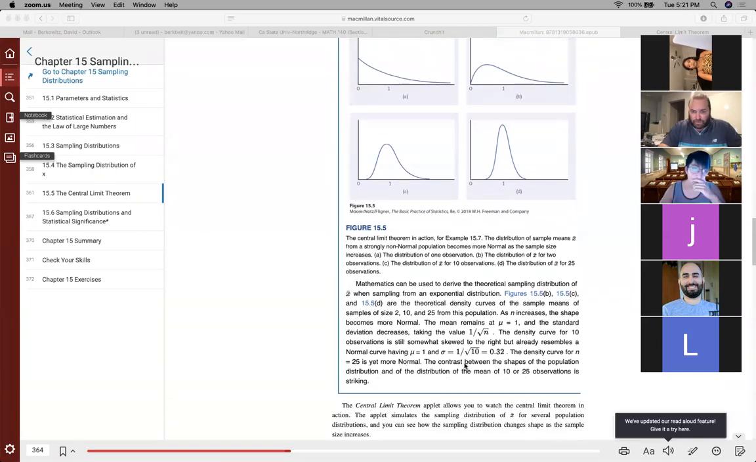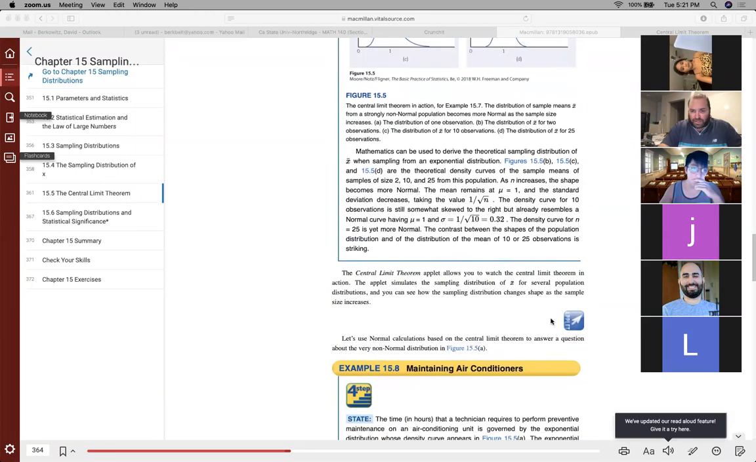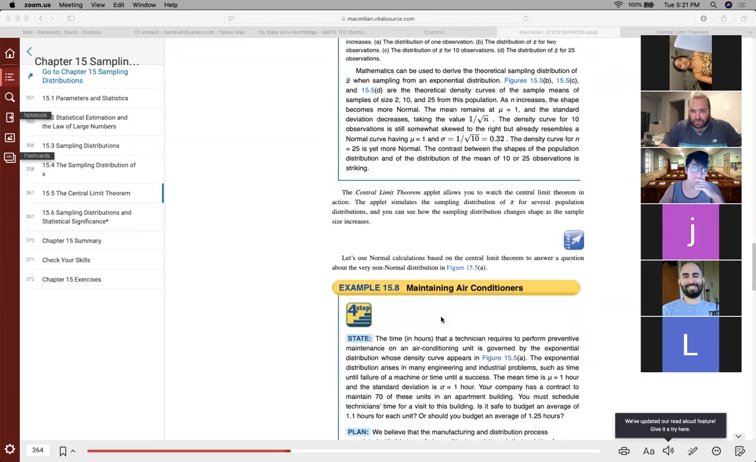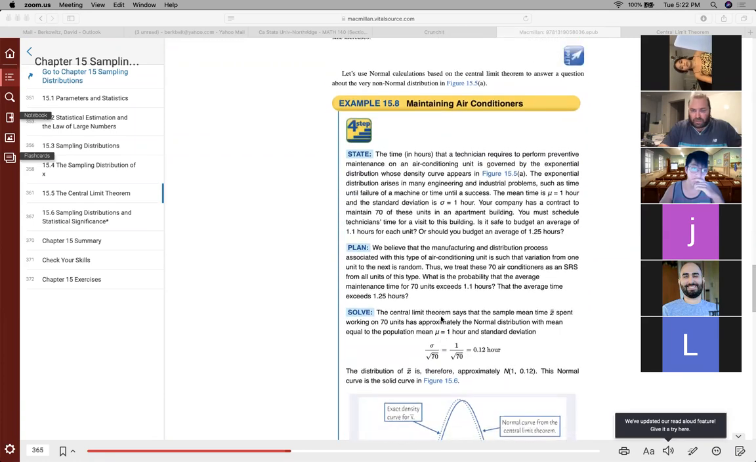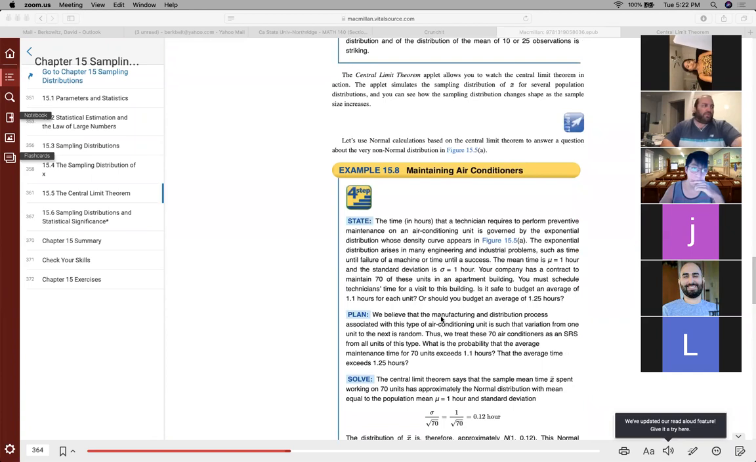This is just an example. Here's an applet, which may be the same as the one I used. It might be a different one. I don't know. But let's do an example. Let's do this example right here. Example 15.8. Let's do that one.